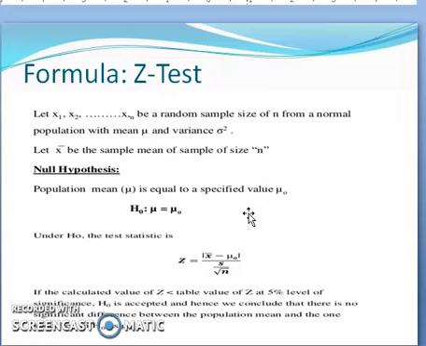In the next video, we will discuss one by one, taking examples of the one sample t-test, the two sample t-test, and along with the paired t-test and Z test, we will discuss in upcoming videos.